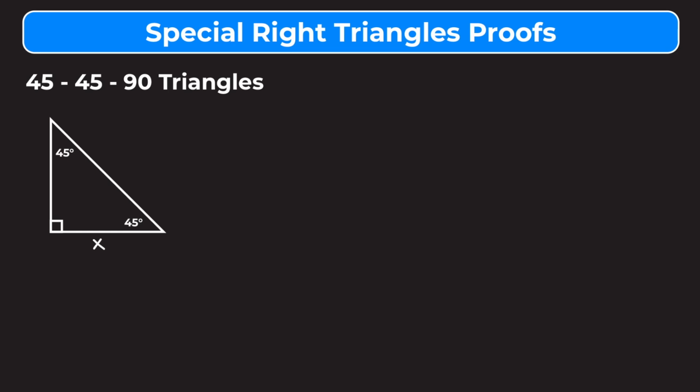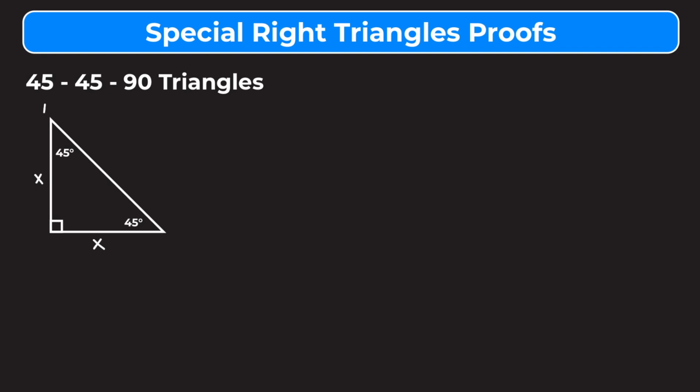Because this is a 45, 45, 90 triangle, we know that it is an isosceles right triangle. So both of the legs, the sides that create the 90-degree angle, are congruent. So we're going to say those are both X. And now what we're trying to figure out is what is the length of the hypotenuse in terms of X. So all we're going to do for this is just use the Pythagorean theorem.